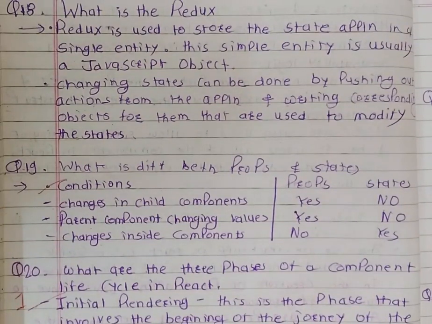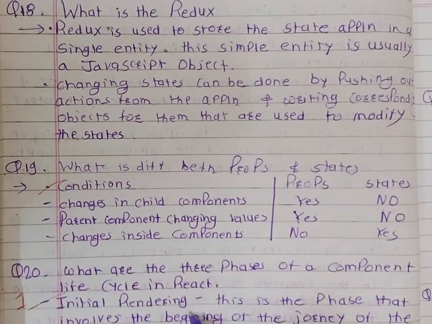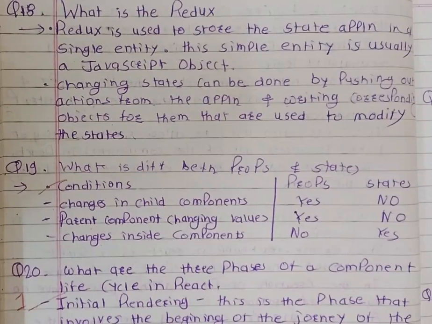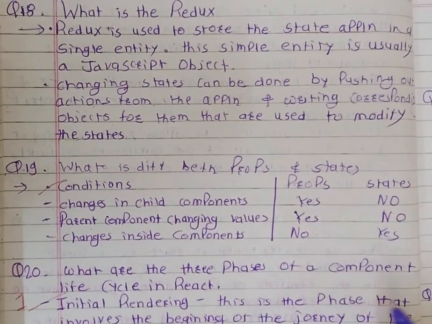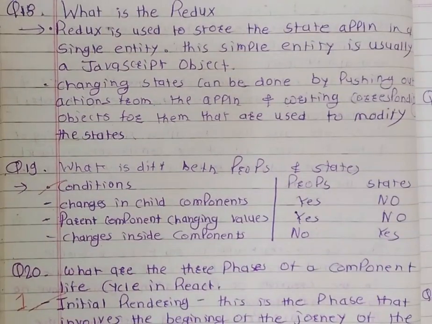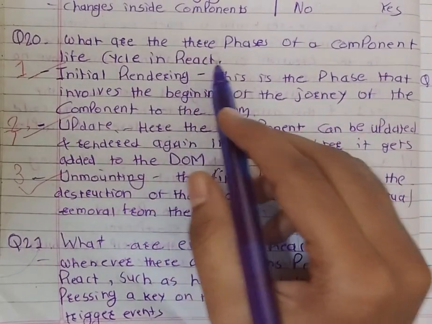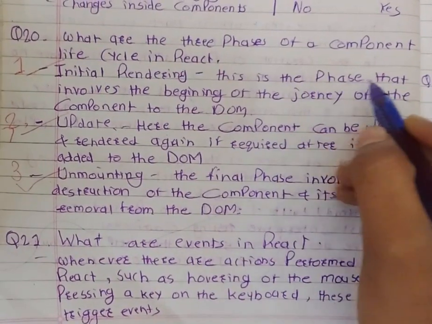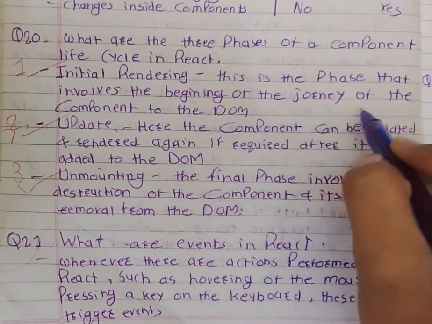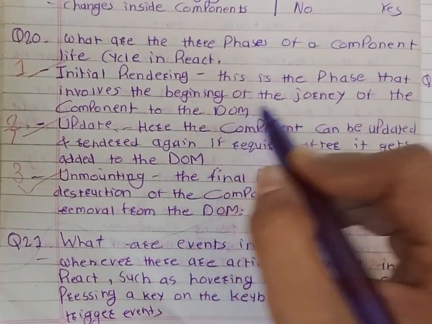Then, what are the three phases of the component life cycle in React? There are mainly three phases: initial rendering, updating, and unmounting. Initial rendering is the first phase, also called the mounting phase, that involves the beginning of the journey of the component to the DOM.